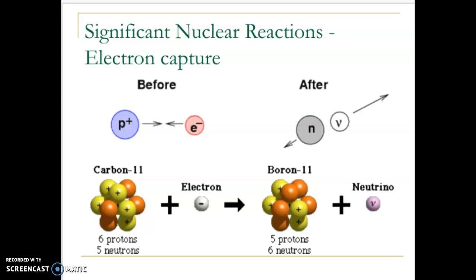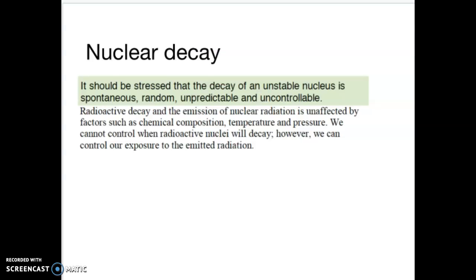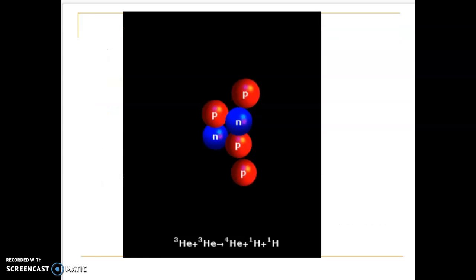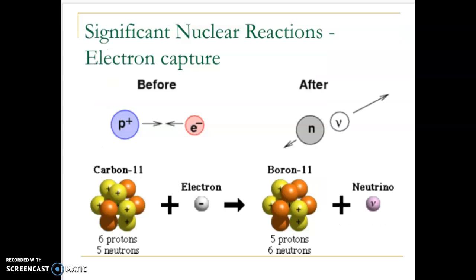So the most common, I'd go back to decay, is naturally occurring radioactive emissions. And this happens in all naturally occurring radioactive material. And then you have fission and fusion. And I just thought I'd mention electron capture as an extra.